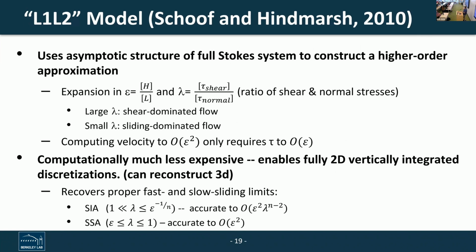And what we actually do is something even cleverer. We use the asymptotic structure of the full system to make a higher order approximation. The idea is that in any local place, you can start with the velocity of the bed and create a local approximation of the ice velocity. Then use that to compute the viscosities anywhere in the column, integrate that to the bed, and solve a two-dimensional equation for just the velocity of the bed. It may not sound like much, but it lets you do a 2D problem instead of a 3D problem, and that makes things much simpler and easier to deal with.